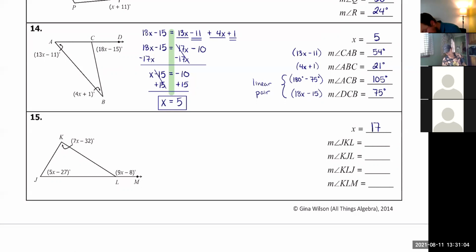Then angle JKL should be 87 degrees. Angle KJL should be 58 degrees. KLJ should be 35 degrees. And KLM should be 145 degrees. So again, same setup as 14. The exterior angle has to equal the sum of the other two, the two non-adjacent angles.